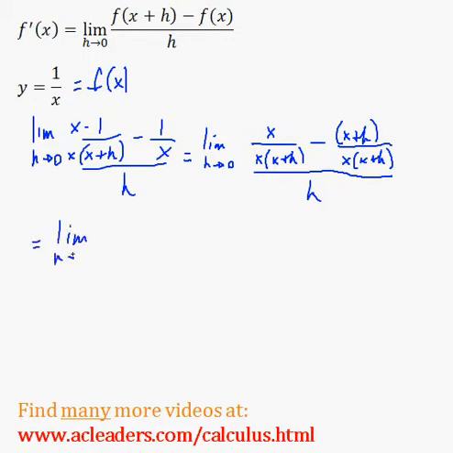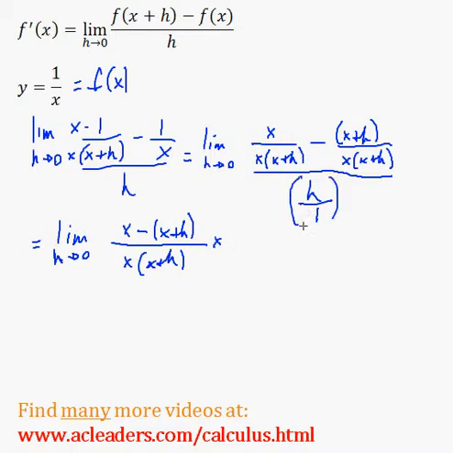So limit as h approaches 0. Now I can combine the fractions, and we're going to get x minus x plus h all over x times x plus h. And we're dividing everything by h, right? Which is h over 1. And whenever we have something over a fraction, we could actually just multiply the top by the reciprocal of the bottom. So we multiply this by 1 over h.